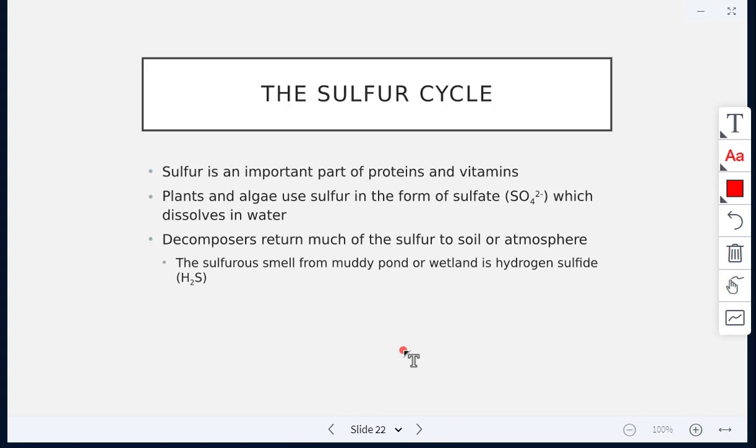All right, and then we have the sulfur cycle. Sulfur is an important part of proteins and vitamins. Plants and algae use sulfur in the form of sulfate, SO4 2-, which dissolves in water. And then decomposers return most of the sulfur to soil or to the atmosphere. So you've probably smelled sometimes that sulfurous smell in a muddy pond or wetland. That is hydrogen sulfide, H2S.